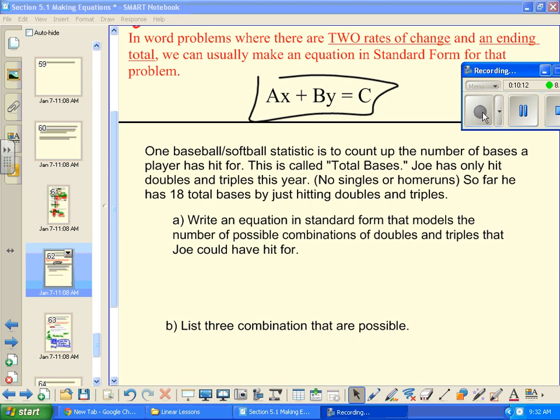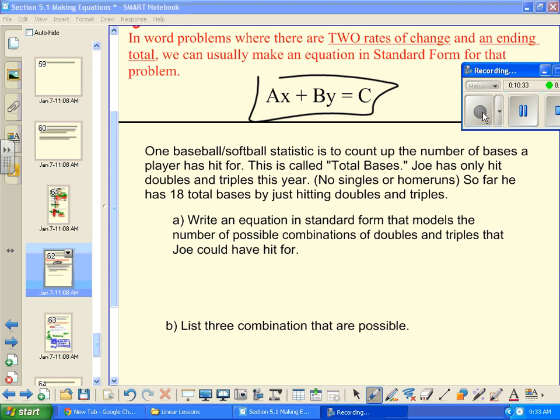If a player gets a double, that's 2 bases. If they hit a triple, they've got 3 total bases. Say in one game they hit a double, then they hit a triple. That'd be 2 plus 3, so they'd have 5 total bases. Again, this is a statistic that you could keep for a game or for a season or for a week or whatever it may be.